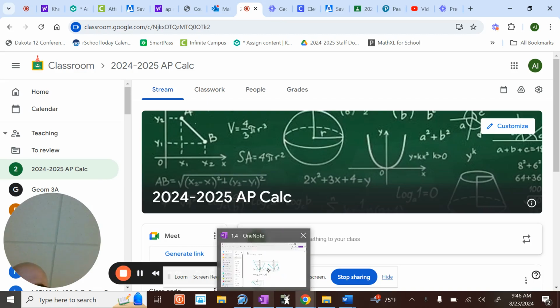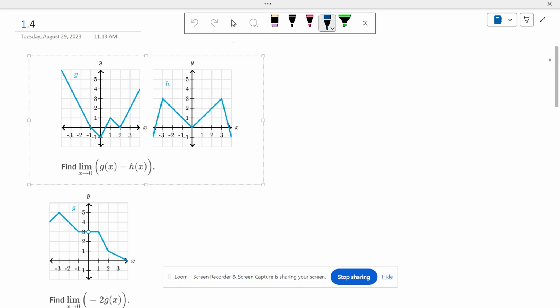Today, we're going to look at adding, subtracting, multiplying, dividing limits. Okay? So, here's g of x. Here's the function h of x. What if we take the limit of g of x minus h of x?